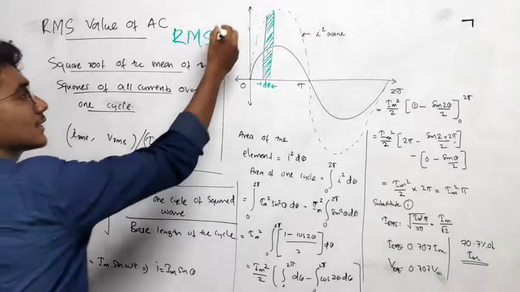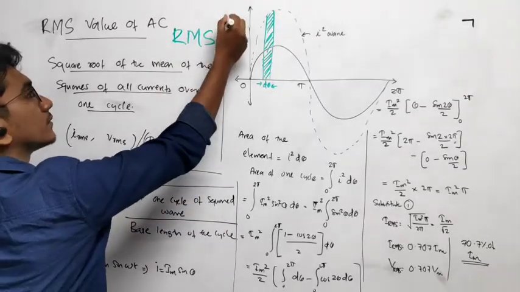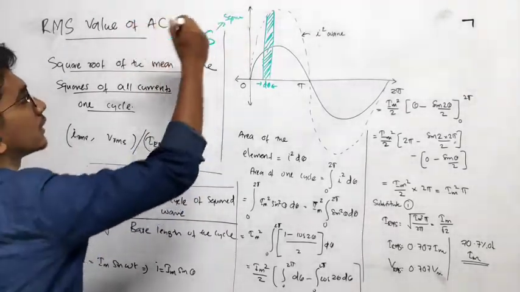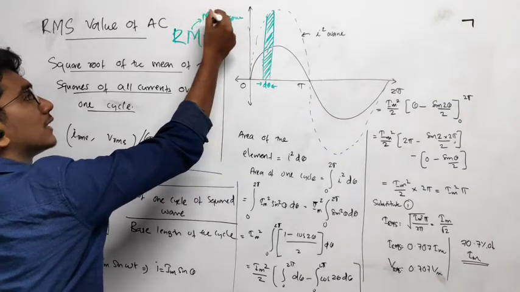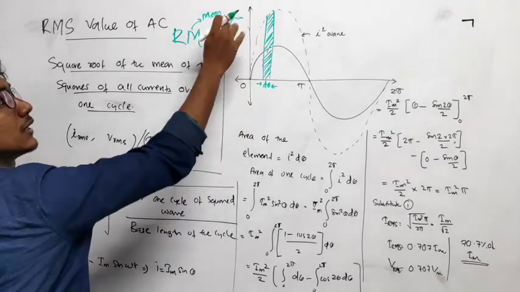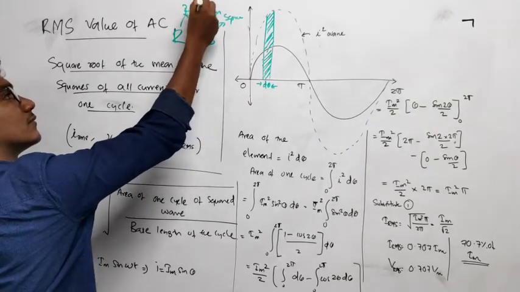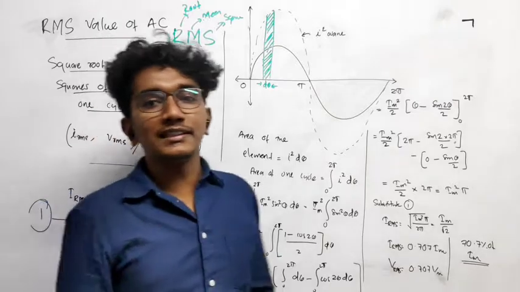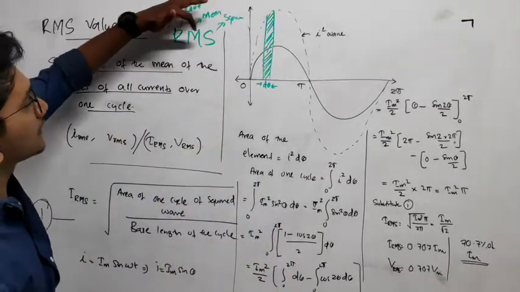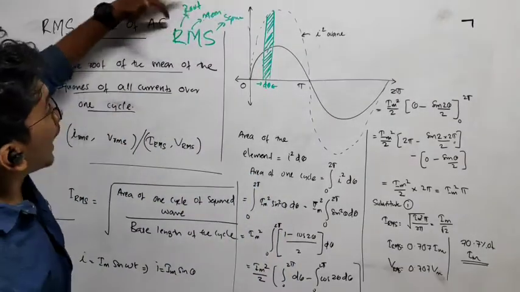What does S stand for? Square. So square all the values. Then M stands for mean. Take the mean of all of them. First is square, then mean, then take the root. Easy. Now it's easy. Wow. Look at this. How? RMS.